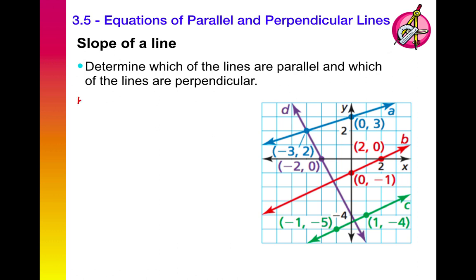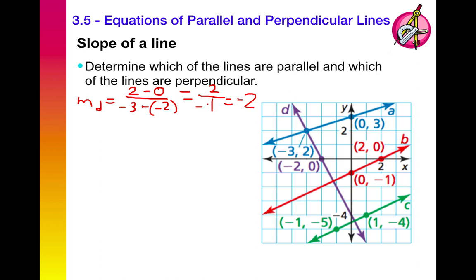The slope of line D: we take the 2 points. I'm going to take this point first and then this point second. So I'm going to say that the y is 2 minus 0 over -3 minus -2. And when I work that out, I get 2 over -3 minus -2, which is +2, is a -1. So the result is a -2 slope.